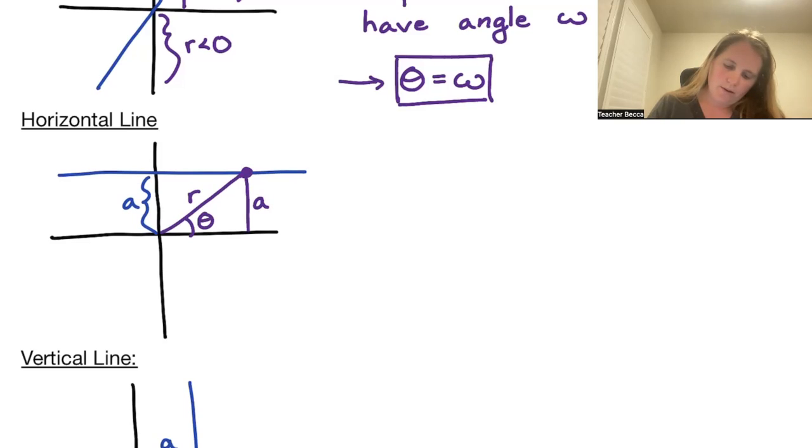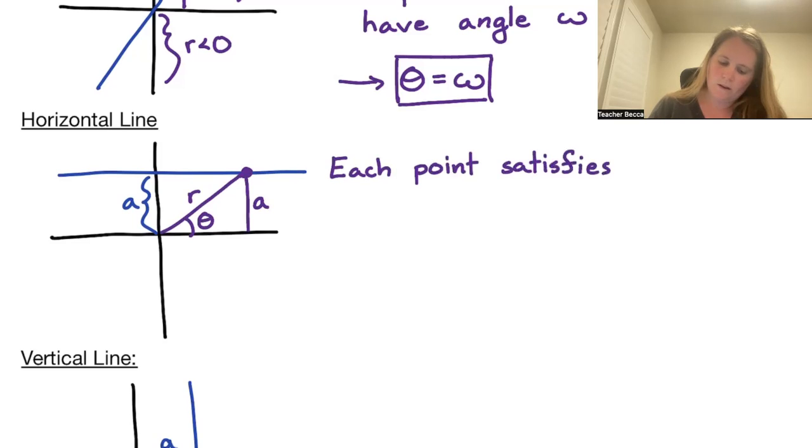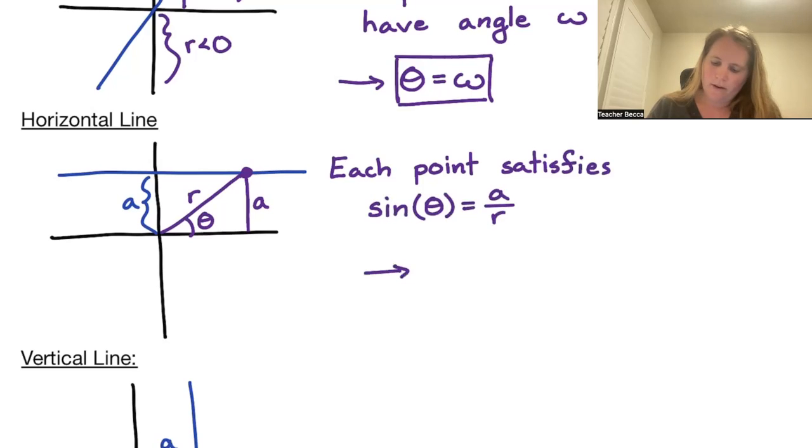So each point satisfies sine of theta is equal to a over r. If we rearrange this, this means that r can be written as a times cosecant of theta.